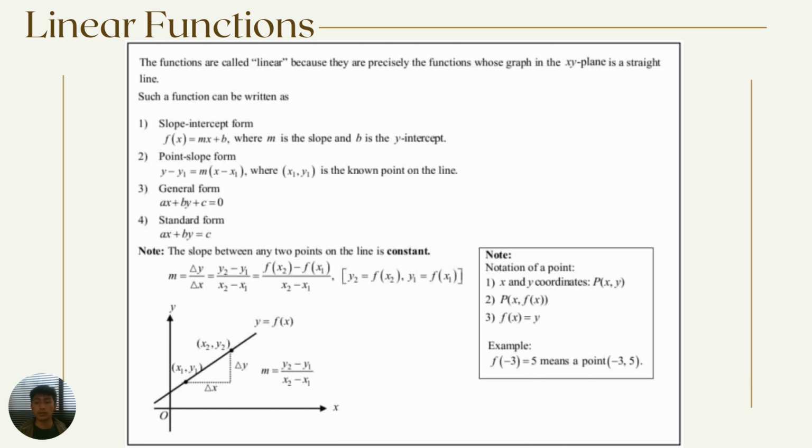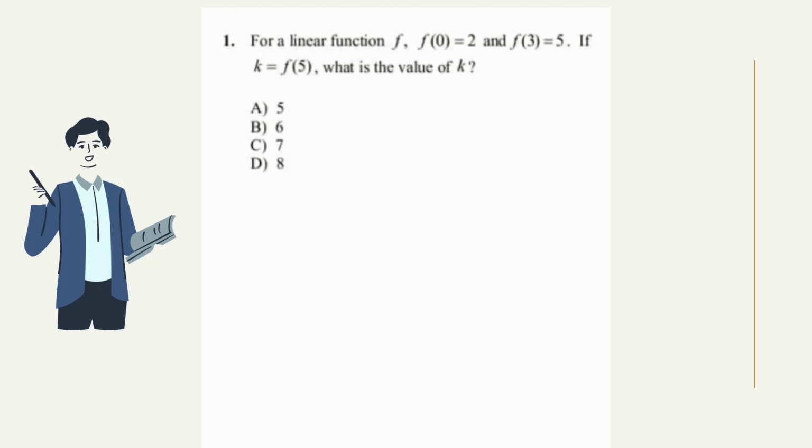Before we move on, let's look at the notation of a point. In the function, we have the point x, y, or x, f of x, since we already know that f of x equals y. And if we look at the example, we can see that f of negative 3 equals 5. Then we can get a point that would be negative 3, 5. Now that we know all the theory behind linear functions, let's take a look at this first question.